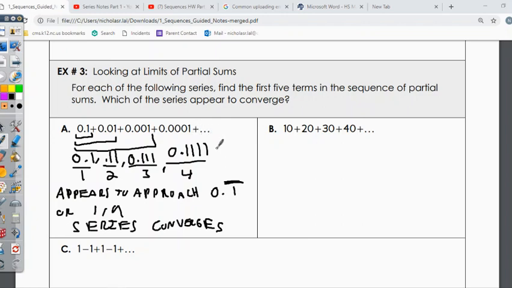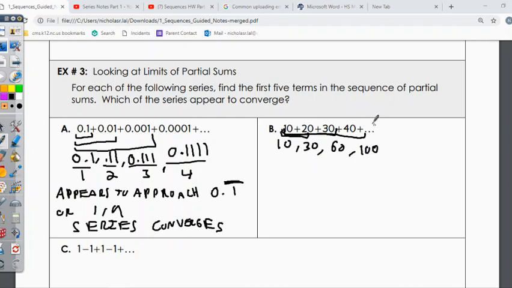Okay, so let's look at B. With B, it looks like you have the first term would be 10. 10 plus 20 would be 30. 10 plus 20 plus 30 would be 30 plus 30, which is 60. 10 plus 20 plus 30 plus 40 would be 100.